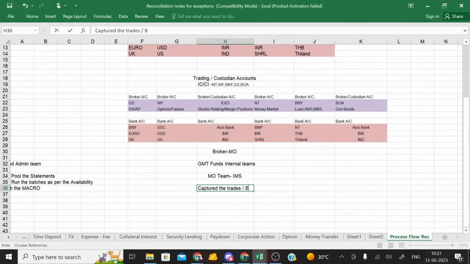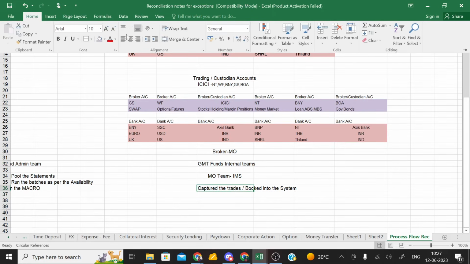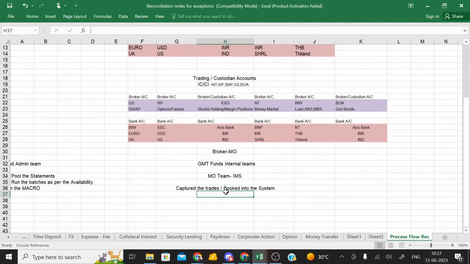Capture the trades, booked into the system. So they capture the trades and book them into the system. So back office team means fund back office team, they refer the same.